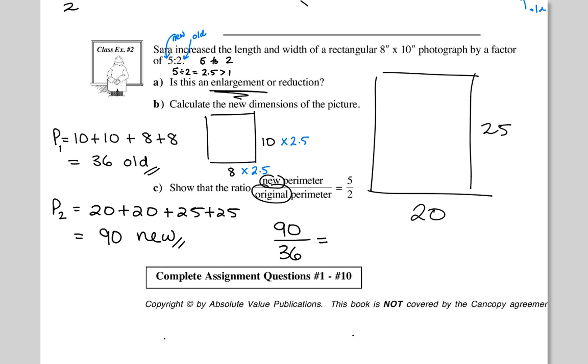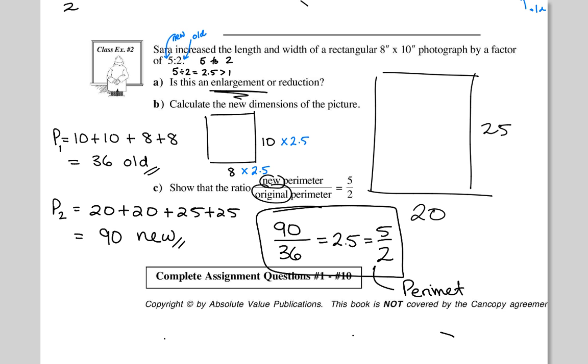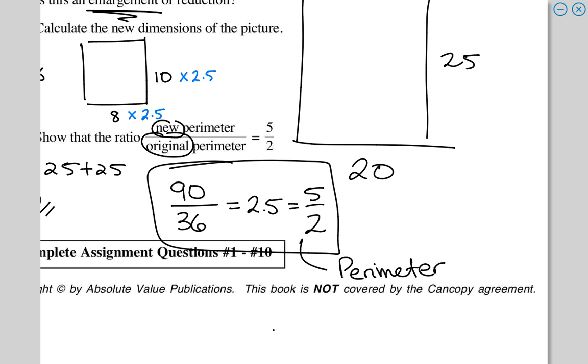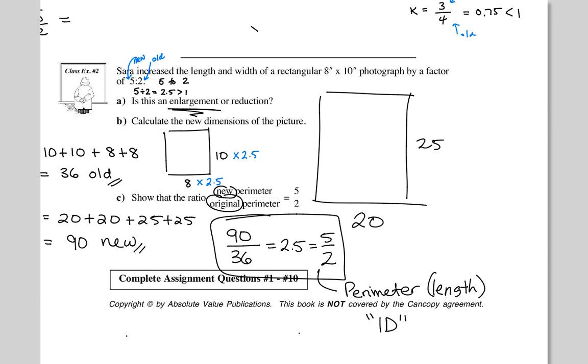Does it work? Yes, it does. 90 divided by 36 is 2.5. This is also 5 to 2. The reason it's the same is because perimeter is simply a length, so it's one-dimensional, and that's what we're doing: one-dimensional scale factor. Next week, I will show you two-dimensional scale factor.